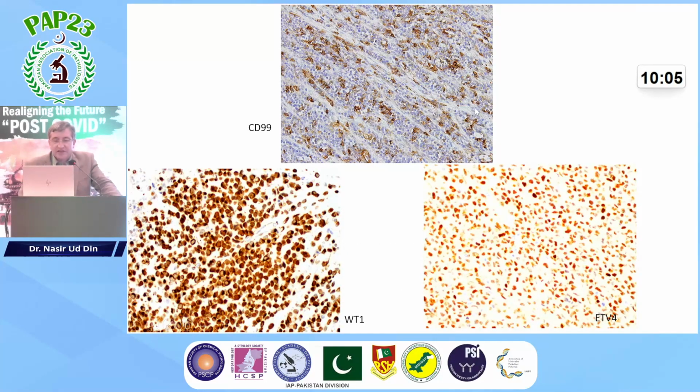There is variable CD99 positivity in up to 50% of cases, and in 75% of cases there is nuclear WT1 positivity against both the C and N terminus clones, and ETV4 positivity can be seen in up to 93% of cases.